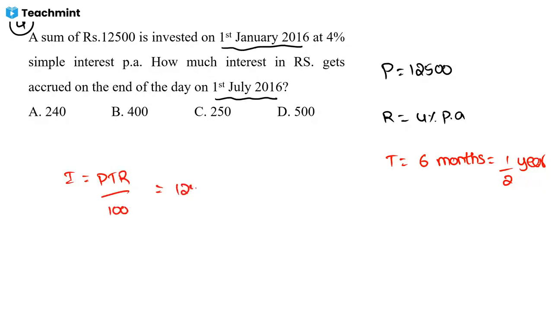Principal is 12,500. Time is 6 months. Rate of interest is 4. 6 months means half of the year. Here we should write timing always in terms of years. Half of the year. And rate of interest divided by 100. So if you just do all these calculations, we got 250.